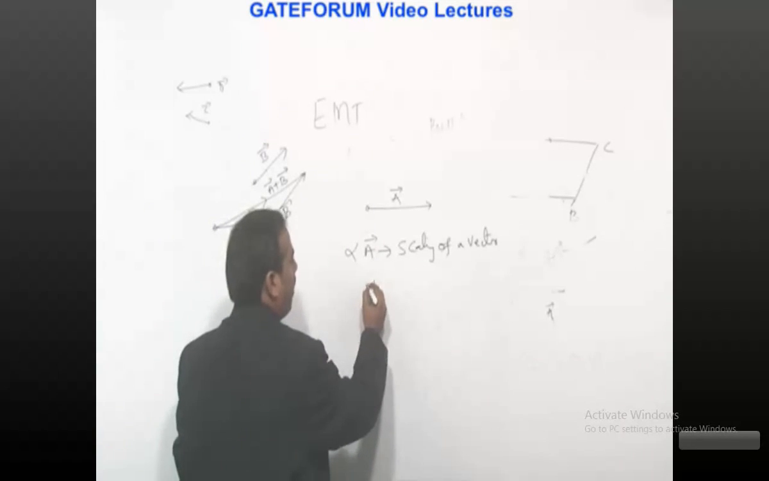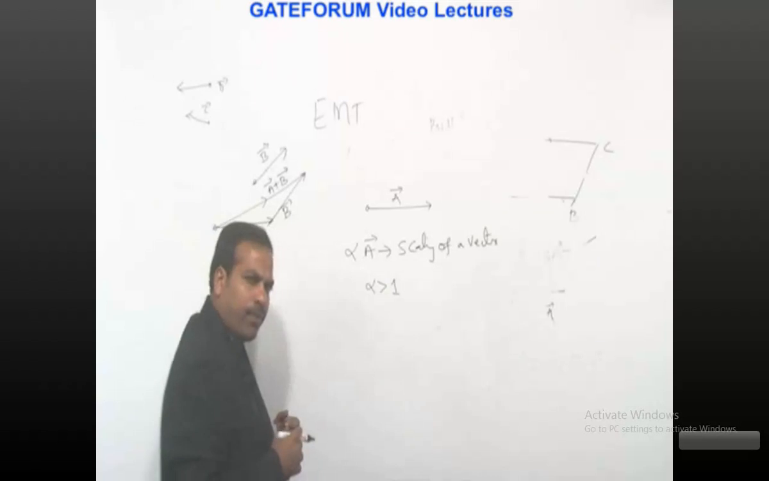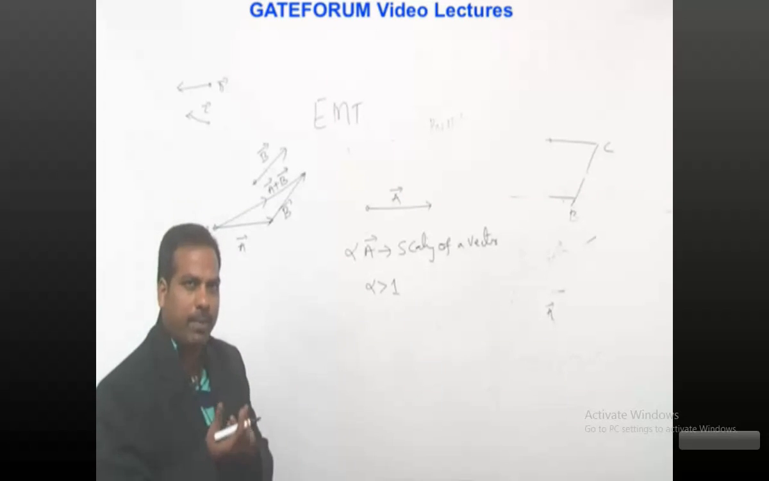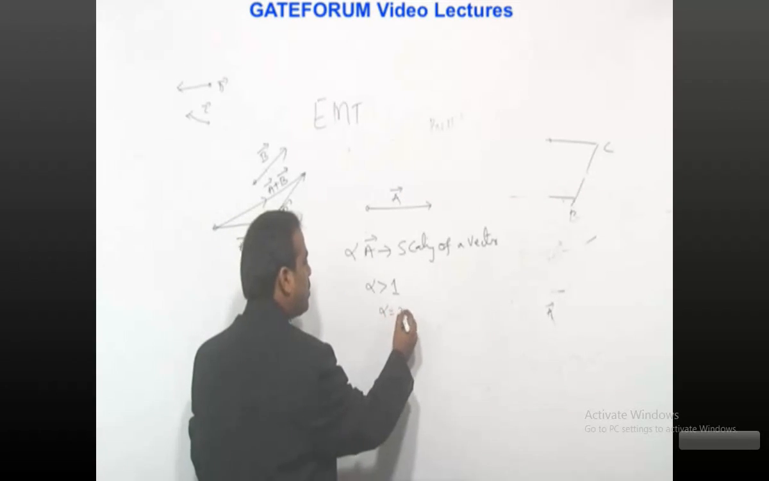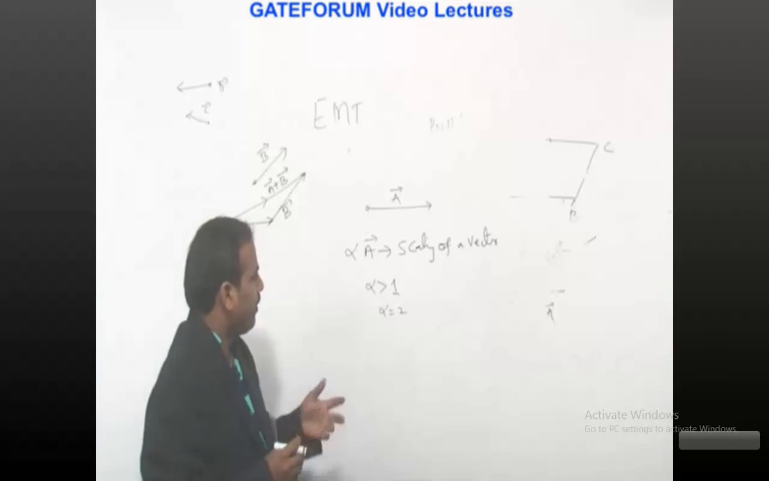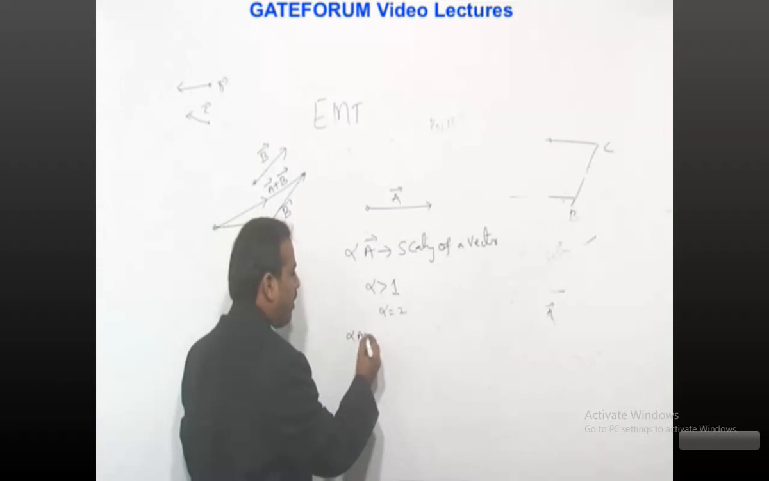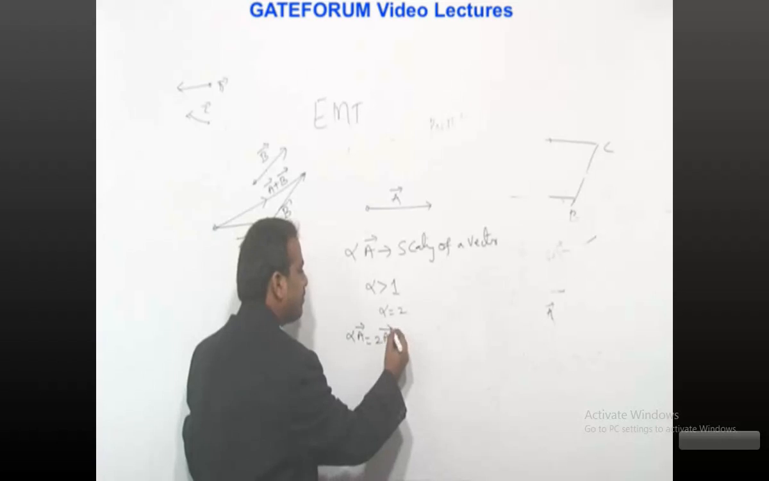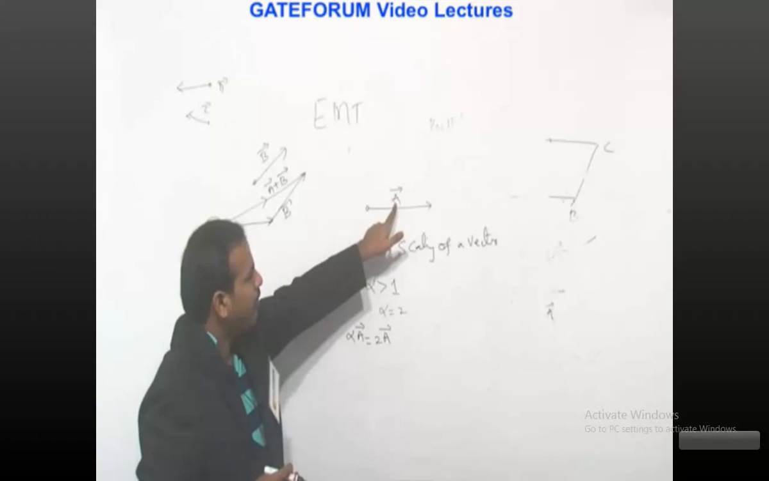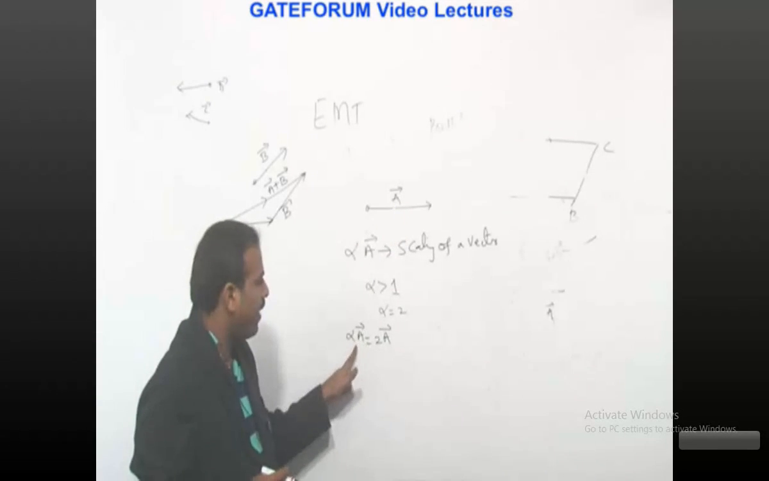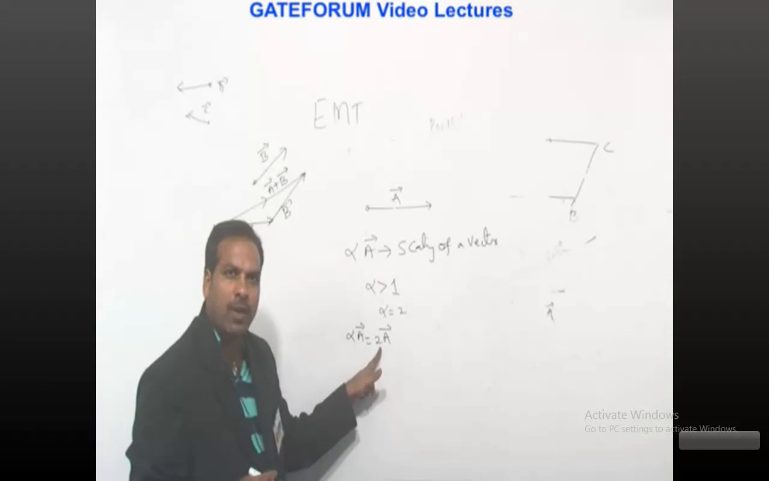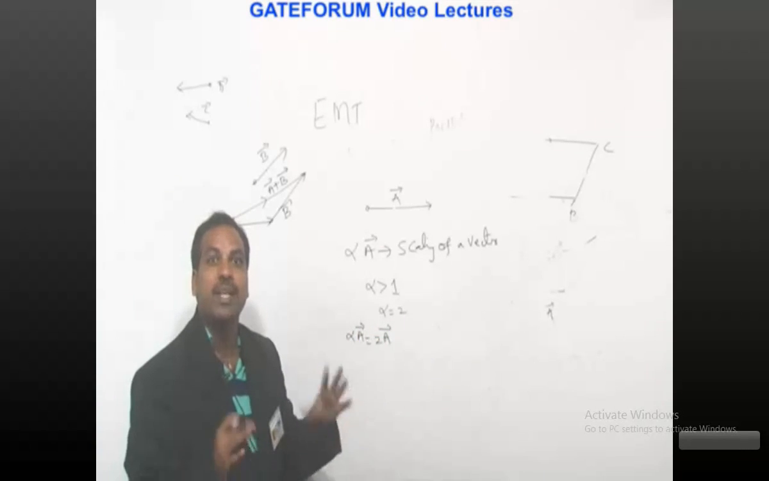Suppose alpha is greater than 1, for all values of alpha greater than 1. For example, let us say alpha equals 2. Then alpha A bar becomes 2 A bar. The original vector is A bar, and after scaling by a factor of 2, we get 2 A bar. That means the vector magnitude, or the vector length, will be doubled, but there is no change in direction.